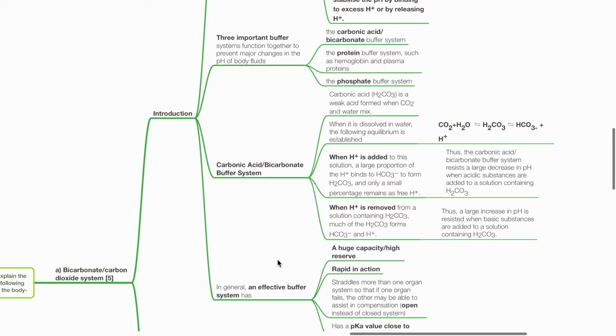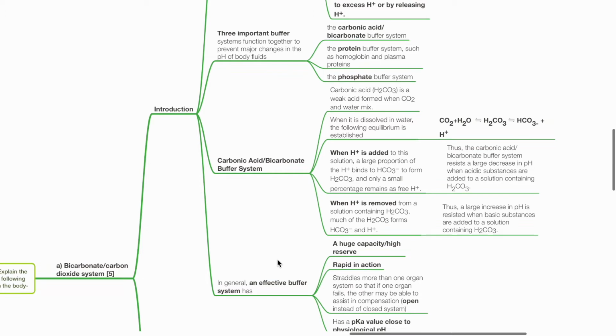Thus, the carbonic acid bicarbonate buffer system resists a large decrease in pH when acidic substances are added to a solution containing H2CO3. When H+ is removed from a solution containing H2CO3, much of the H2CO3 forms bicarbonate and hydrogen ions. Thus, a large increase in pH is resisted when basic substances are added to a solution containing carbonic acid.